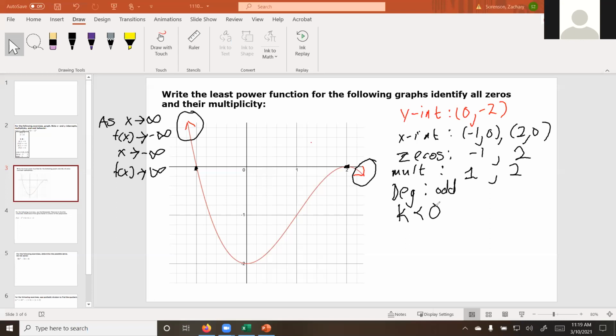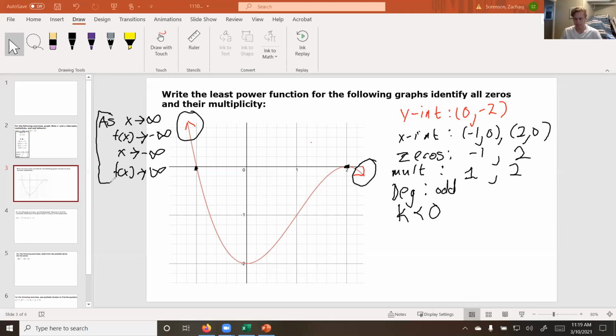Jackie asked, how do you find the degree and the K? If you have the chart and you know what the end behavior is, you can look at each of the 4 squares, and only one of those squares will have this end behavior, specifically the square that has an odd degree and K less than 0. So that's how you figure it out. That's a good question.